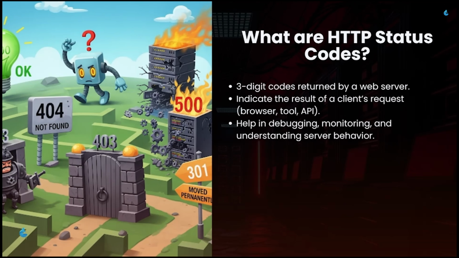So, what are HTTP status codes? You can think of an HTTP status code like a quick response from a friend. You ask something and they reply with either yes, no, or wait a second. That's exactly what status codes do. They tell you if your request succeeded, failed, or requires more action. And generally, status codes are three-digit codes.